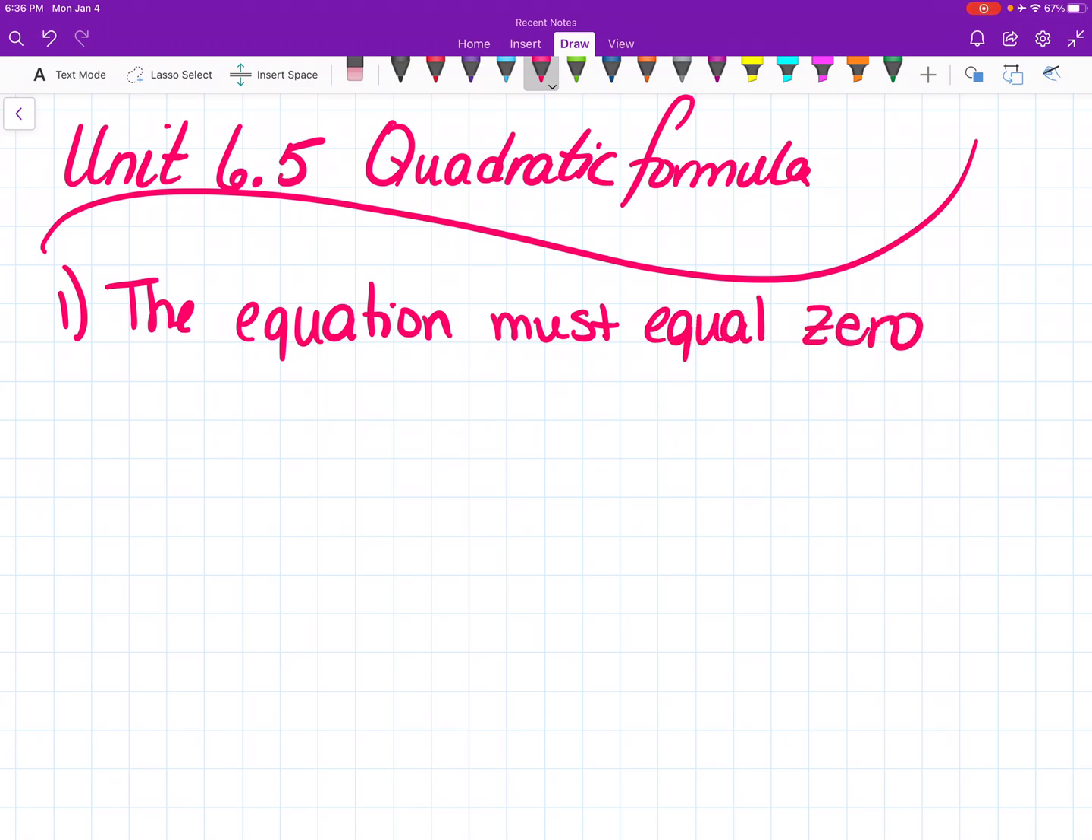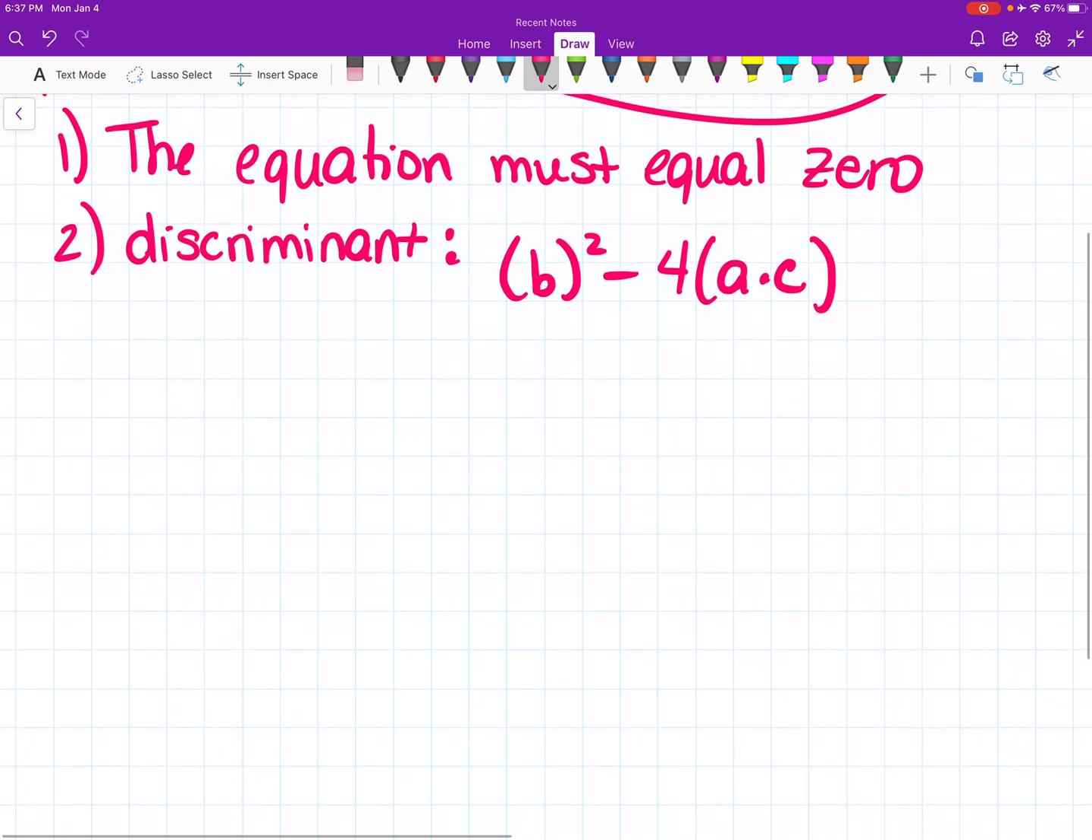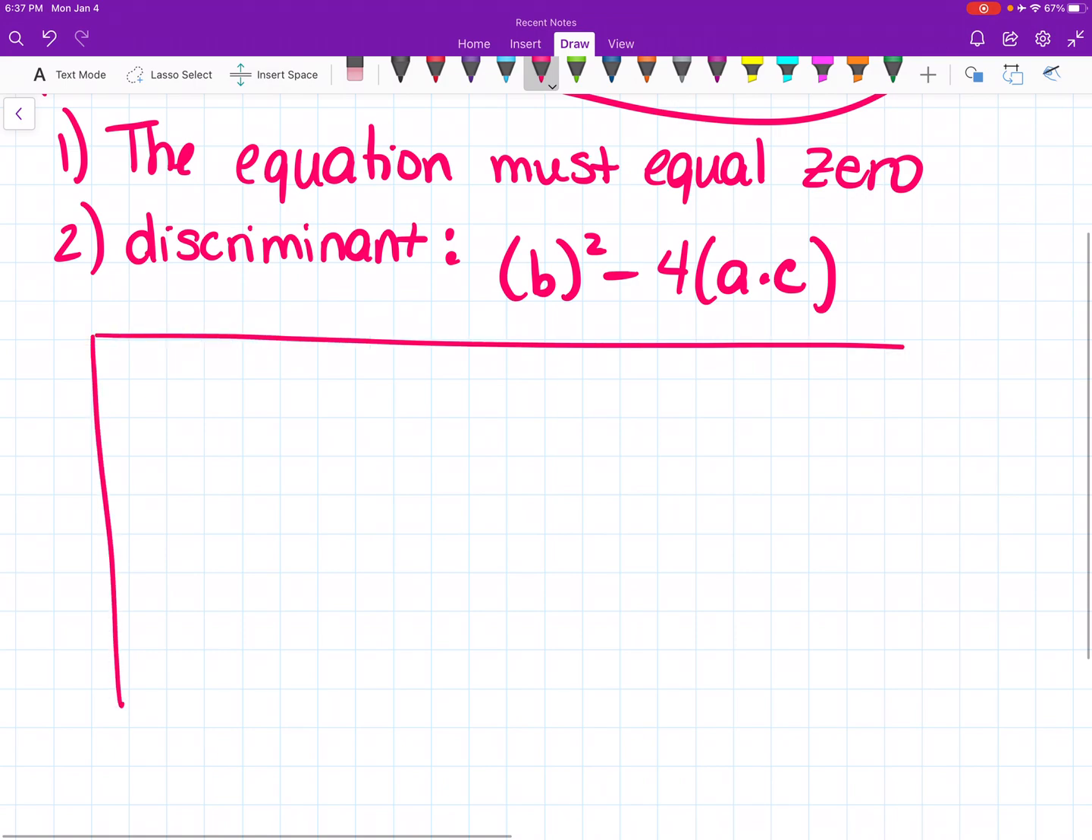Okay? The second step is find the discriminant. And this is exactly how we did it in Algebra 1. The discriminant is b squared minus 4a times c. You find the discriminant, and then you'll see I have a table under number 2 on your notes, because you have to be able to tell me what type of roots we're dealing with.